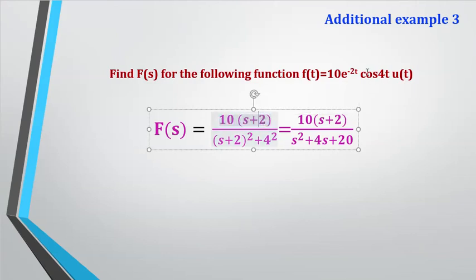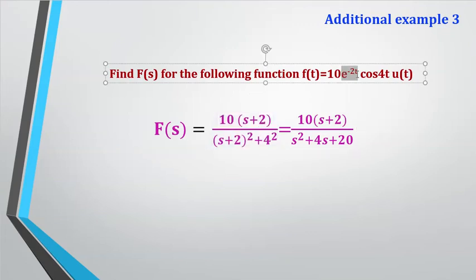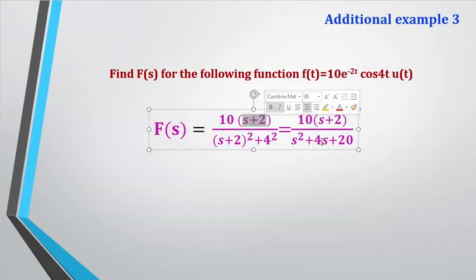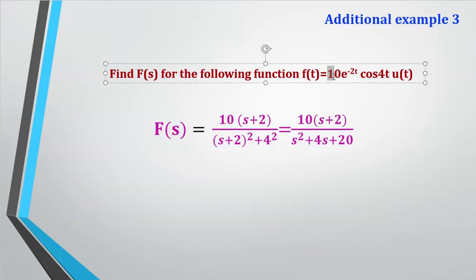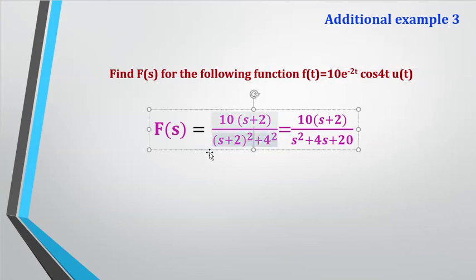So before, for cosine of 4t, it was s over (s squared plus 4 squared). Now, when it's being multiplied by e to the power of minus 2t, any s becomes s plus 2. So it will become (s plus 2) over ((s plus 2) squared plus 4 squared). And of course, it's being multiplied by 10. So the answer will be 10 times (s plus 2) over ((s plus 2) squared plus 4 squared). If you want to expand it one more level, it's going to look like 10 times (s plus 2) over (s squared plus 4s plus 20).